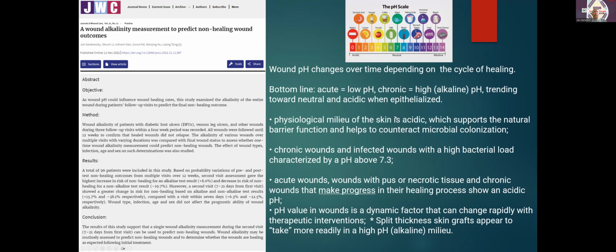And basically, wound alkalinity, this was a study where they found that wound alkalinity at the second visit would predict a non-healing wound. So we have to understand that normal skin has a pH of around 5, and chronic and infected wounds have increased pH. And the pH value is a dynamic factor, so we have to make sure that we track it too.